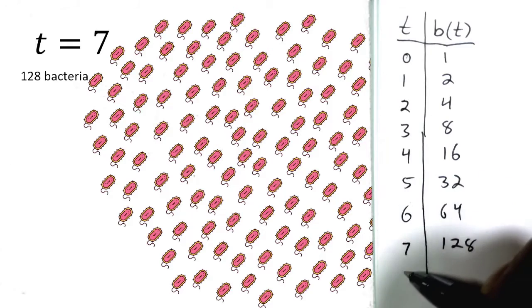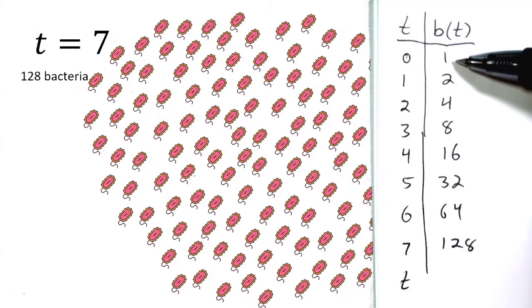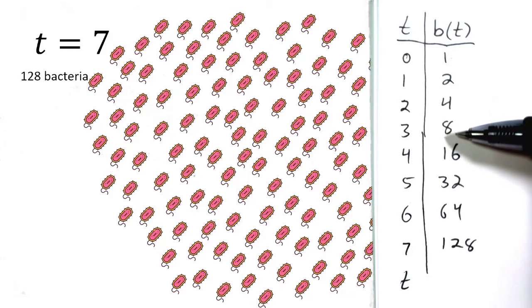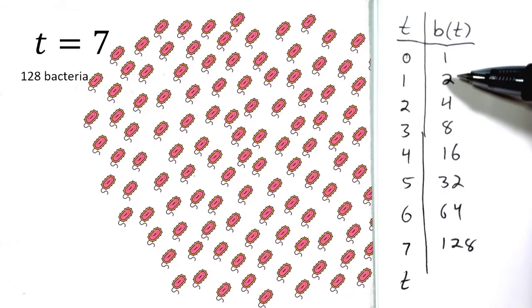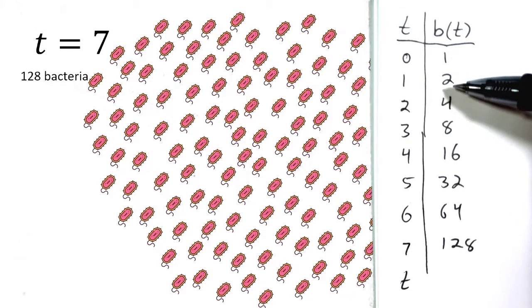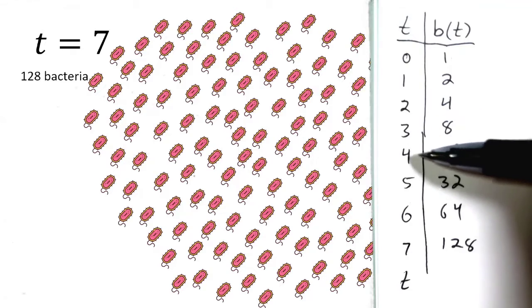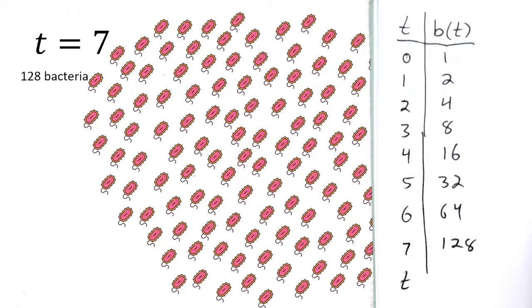So the question is, at any time t, how do I compute the amount of bacteria that I have here? Well, one thing I can see that's happening is if I go down the right column, I'm just multiplying each number by 2 to get to the next row. So here I've multiplied by 2 once. Here I've multiplied by 2 twice. Here I've multiplied by 2 3 times, 4 times, 5 times. So you can see that the left column is the number of times I've multiplied by 2.